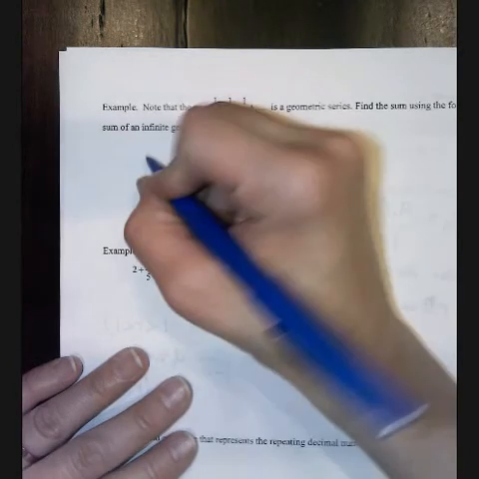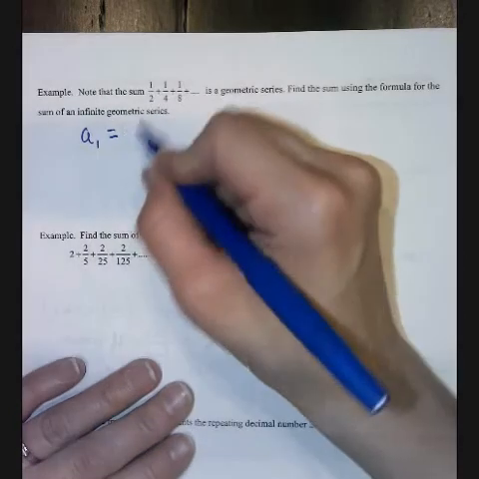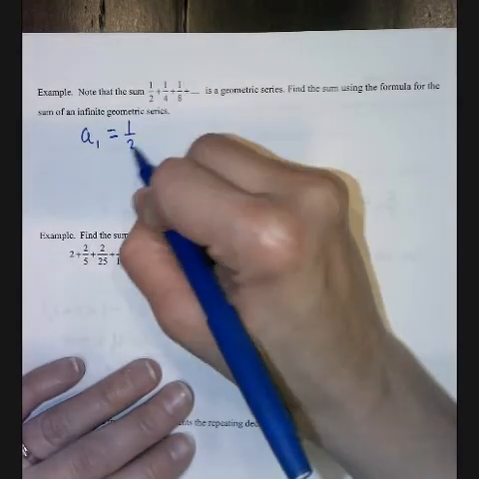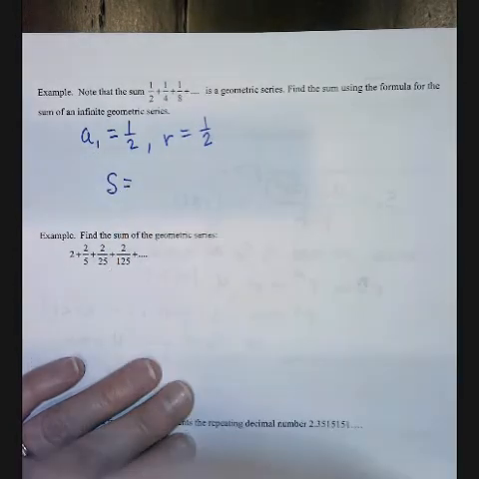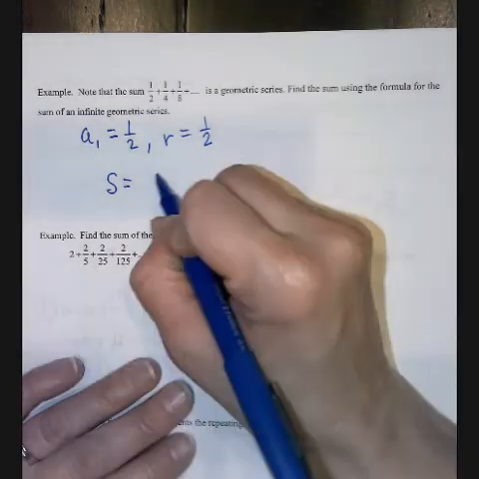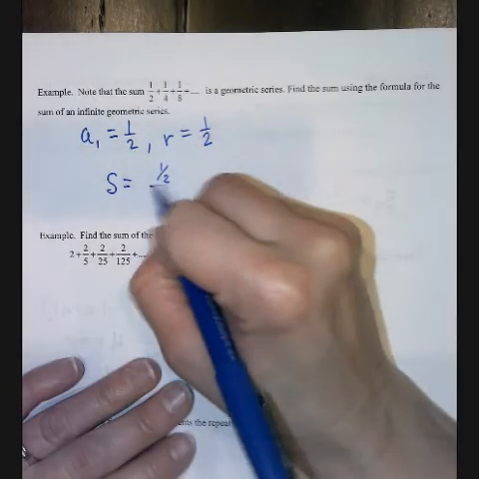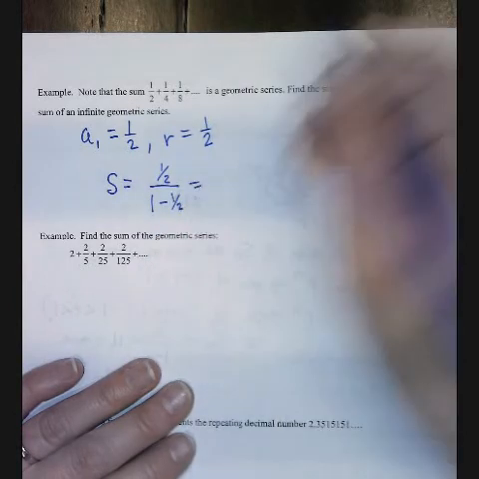All we need for this is actually an easier formula than the nth partial sum. a sub 1 is 1/2, r is 1/2, so s, we just call it s instead of s sub n, is 1/2 over 1 minus 1/2, or 1/2 divided by 1/2, which is 1.